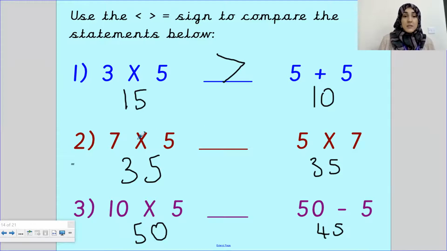Well done. Next one, we've got 7 multiplied by 5, which equals 35, and 5 multiplied by 7 also equals 35 because multiplication is commutative. Fantastic. So this is an equals sign. Well done. And the last one that we have 10 multiplied by 5, which equals 50. And 50 take away 5 equals 45. So crocodile, greedy, always eats the bigger number.